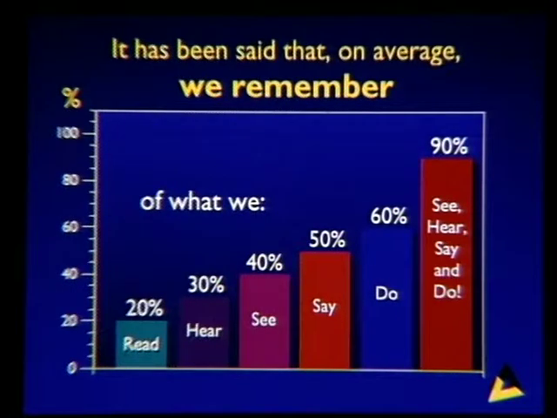On average, we only remember about 20% of what we read, 30% of what we hear, 40% of what we see, and about 50% of what we say. But the single most effective way to learn is to physically do something, to be actively involved. But that still only results in about 60% recall. However, if we can see it, if we can hear it, if we can say it, and if we can do it all together, then we can increase that recall to 90%. Multi-sensory learning really pays dividends.